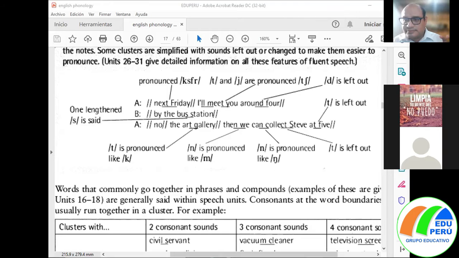Yes, teacher. We remember that the vowel is the nucleus of the syllable. Yes, that's right. Remember, the vowel is the nucleus of the syllable.